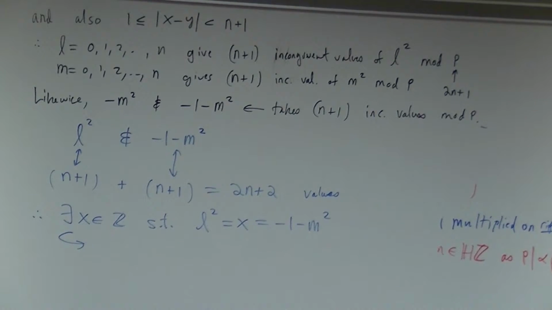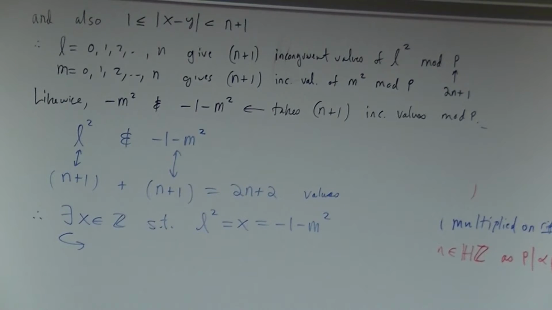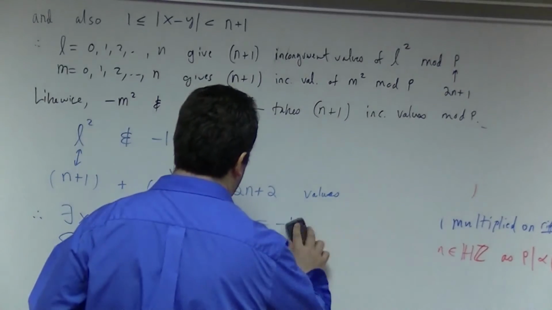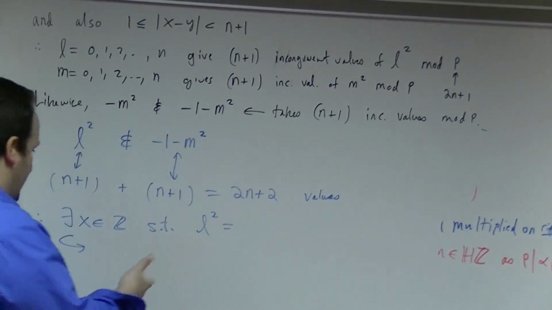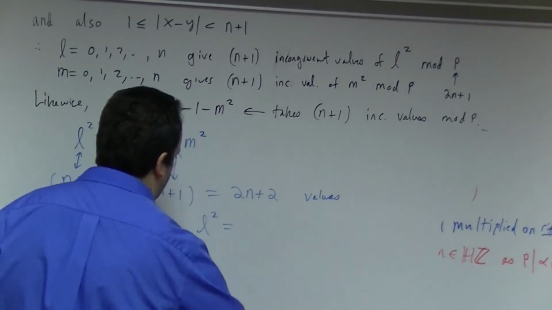Oh no, I've lost my place again. Should we say congruent to look at congruent classes? Yeah, probably. But of course, l squared and minus 1 minus m squared must share some value mod p. Yeah, you're right. It's still the wrong thing to say. That is a stupid thing to write. So sorry, guys.